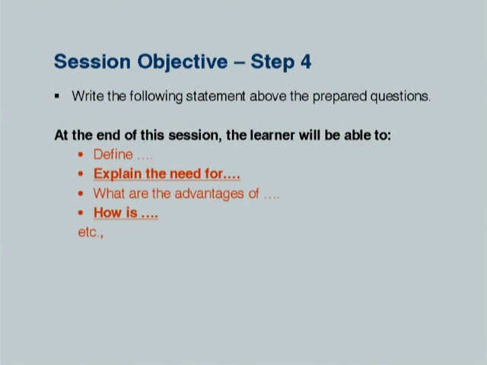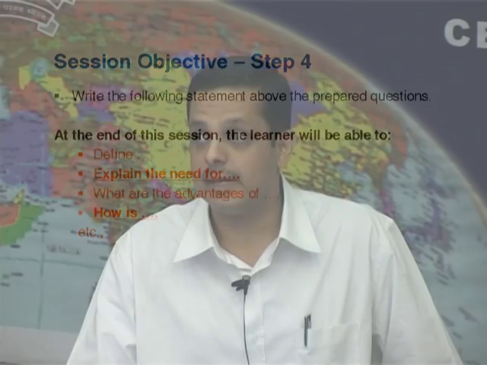Very good. Now let us go to the next set. Can we write the following statement above all these questions? The statement is given in bold red: At the end of the session, comma, the learner will be able to. Please do write it, and put a colon also. The idea of writing this statement is that we are converting the learning outcomes into learning objectives.